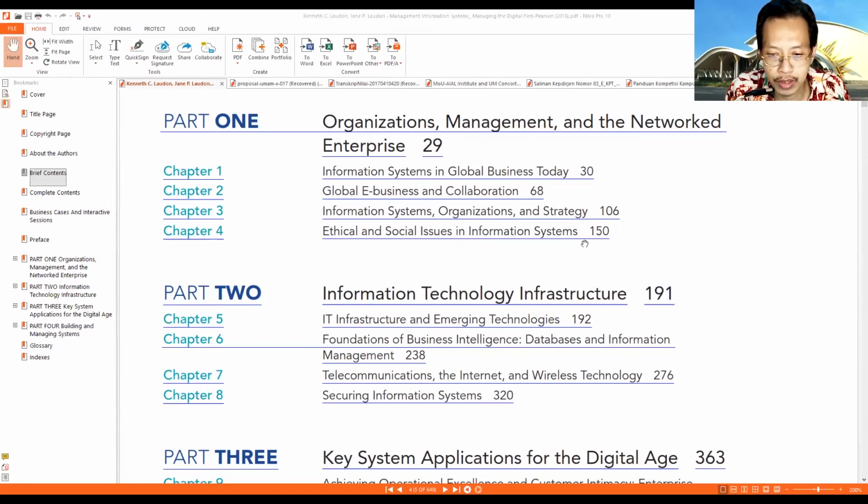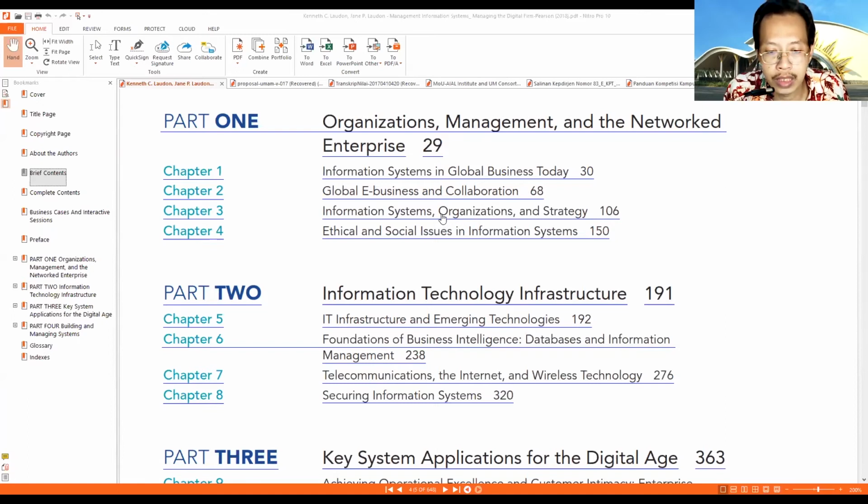And then the third chapter would be talking about the relationship between information systems, organizations, and strategy. So these 3 things relate so closely with each other, because a company first has to decide upon a strategy in which they would be able to compete against other companies, in which they will be able to grow. And then they would have to design a structure for the organization which would enable the strategy.